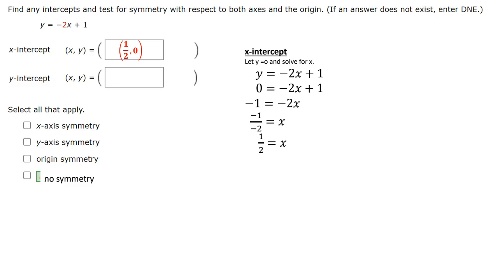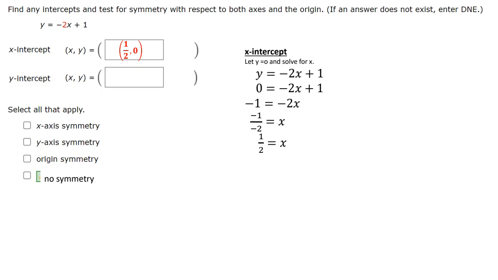Just be careful. Don't do what I did here when I plugged it into the problem. The computer will mark it wrong. Don't put the double parentheses. The computer's already giving us the parentheses, so don't do double parentheses. I just noticed that.